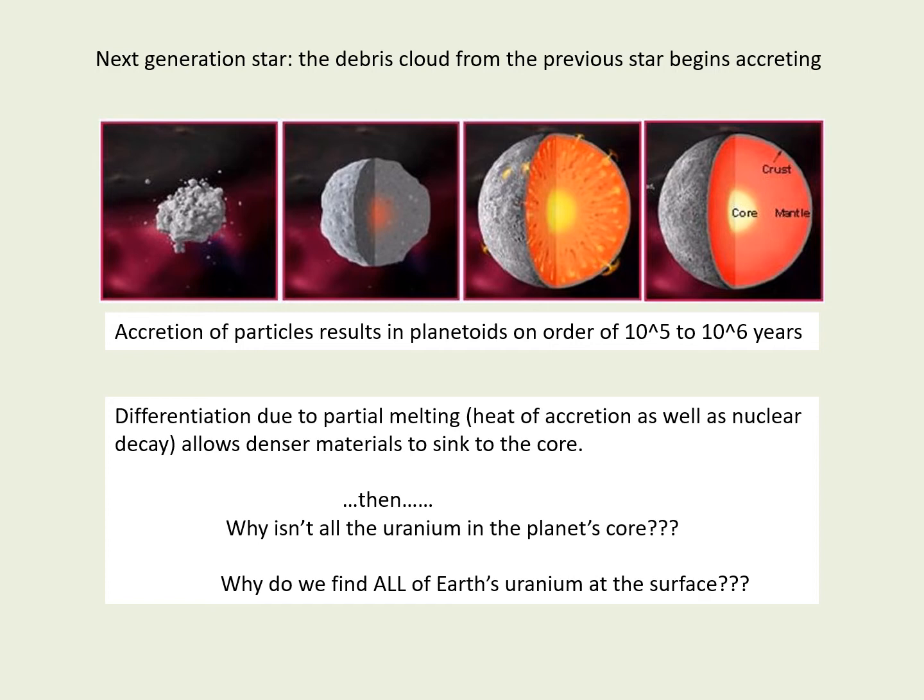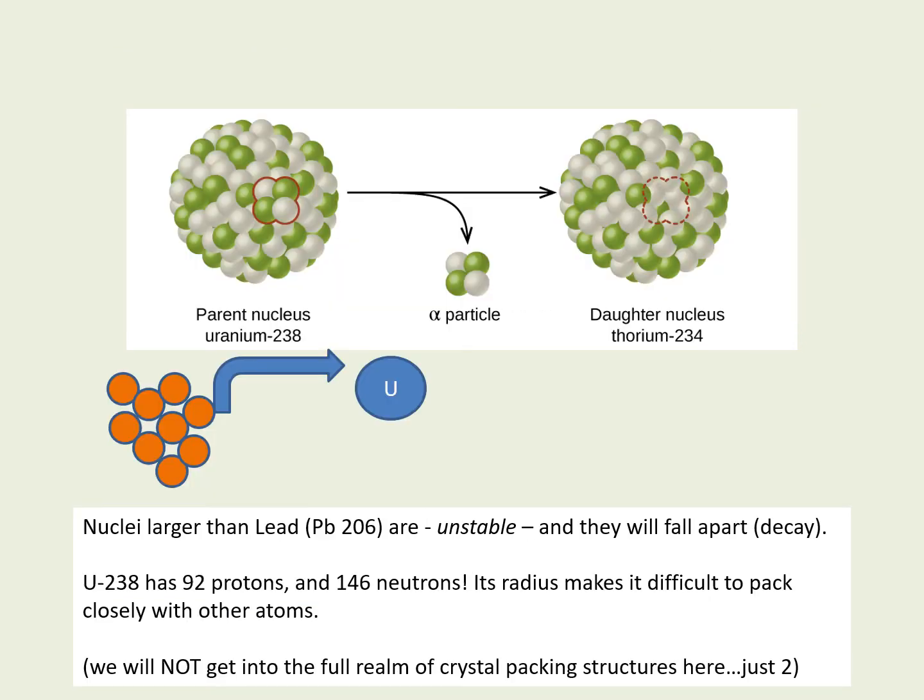So, why is all of Earth's uranium at the surface? Isn't uranium more dense than iron? As a short aside, uranium is useful to us because it decays into other elements and releases heat. All 10 of the naturally occurring elements heavier than lead are unstable and decay this way.